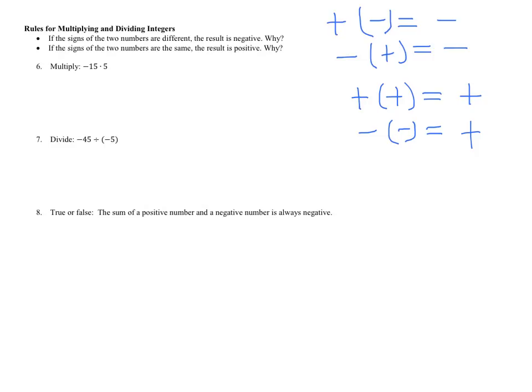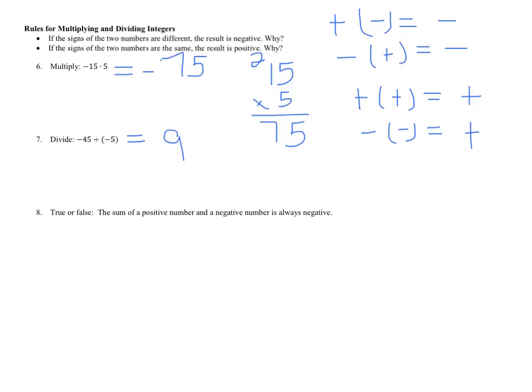I want to multiply negative 15 times 5. So I already know that my result, my product, should be a negative because I have opposite signed numbers. As far as what the actual product is, well, I'm going to set up that I have 15 times 5. I know 5 times 5 is 25, carry the 2. 5 times 1 is 5, plus 2 is 7, so I end up with negative 75 here. Now, to divide negative 45 by negative 5, since the signs are the same, I know my result is positive, and 45 divided by 5 is 9.